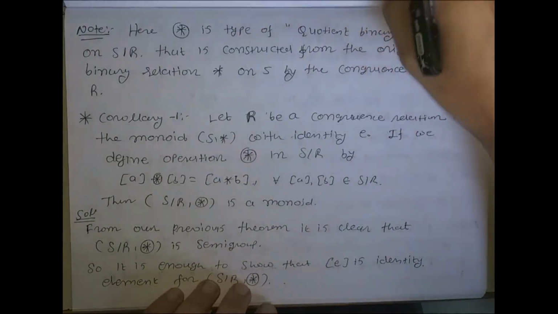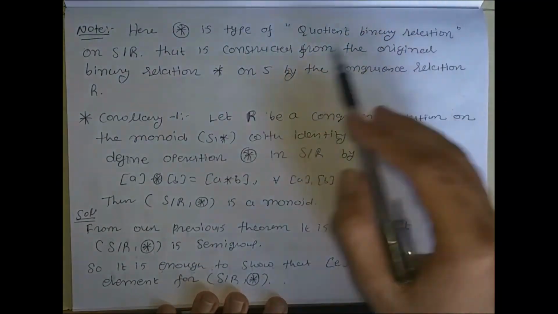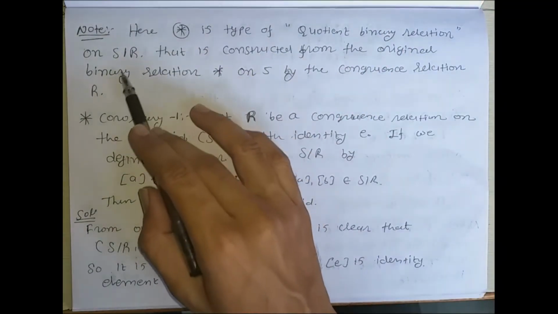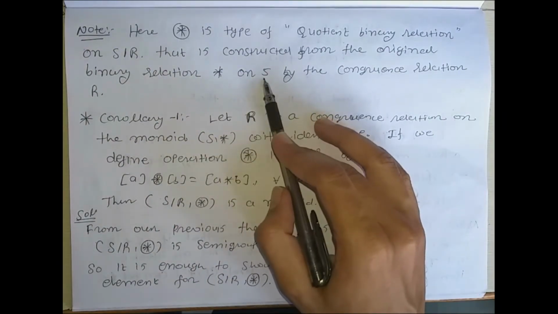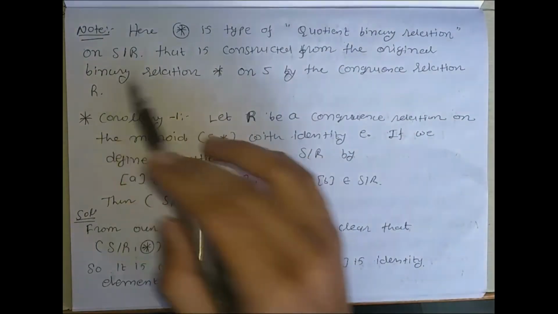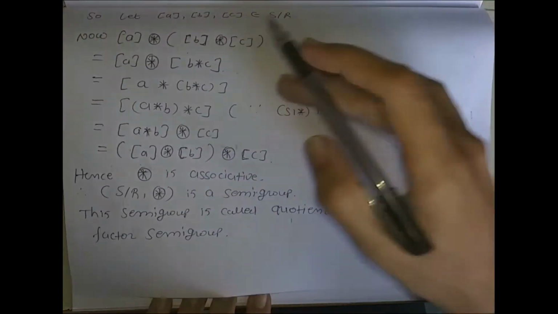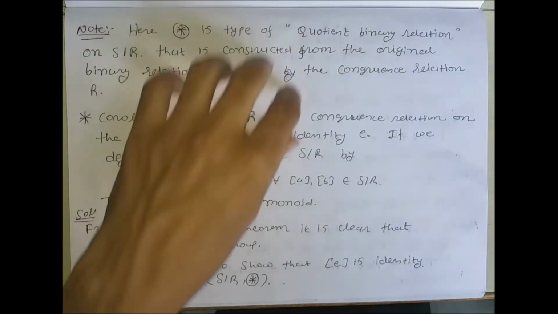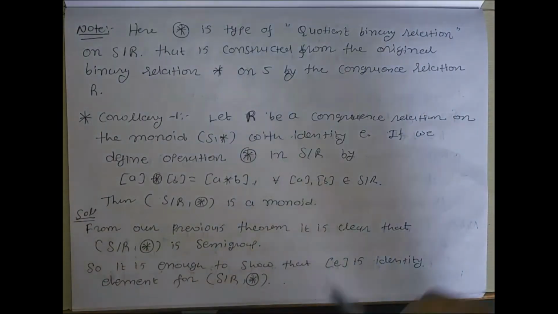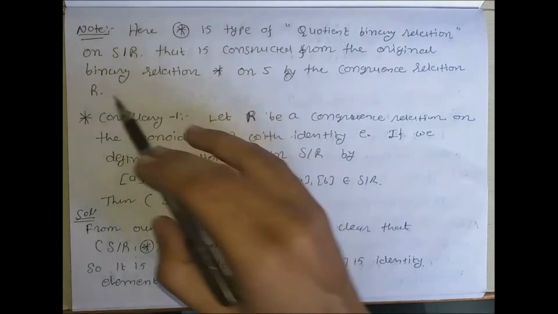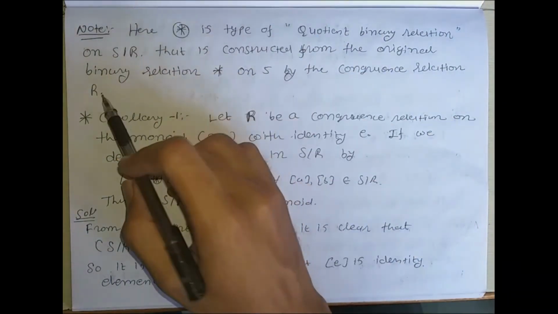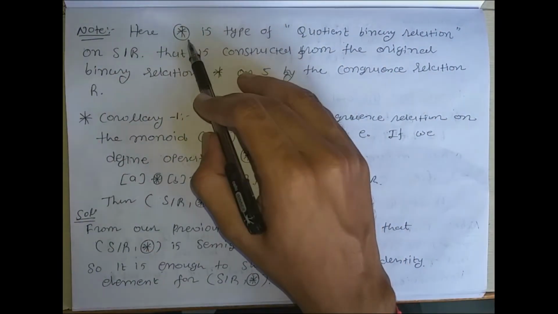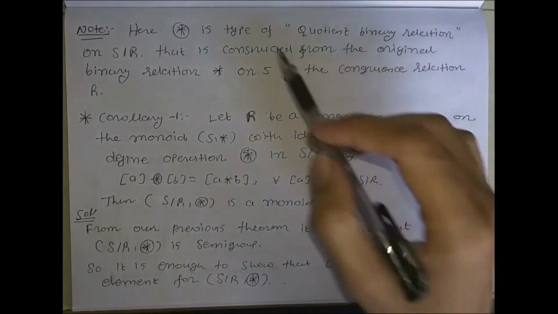So here we can write that ring star is a type of quotient binary operation on S quotient R that is constructed from the original binary operation star on the set S by the congruence relation. Also, these equivalence classes are obtained from the congruence relation R. So in the construction of the semigroup, what have we considered? We have considered our main binary operation star, then the congruence relation R. From both these properties we have constructed the binary operation ring star. So this is a note.